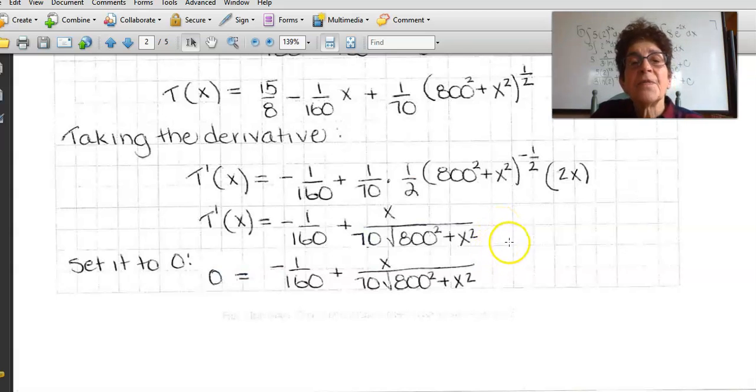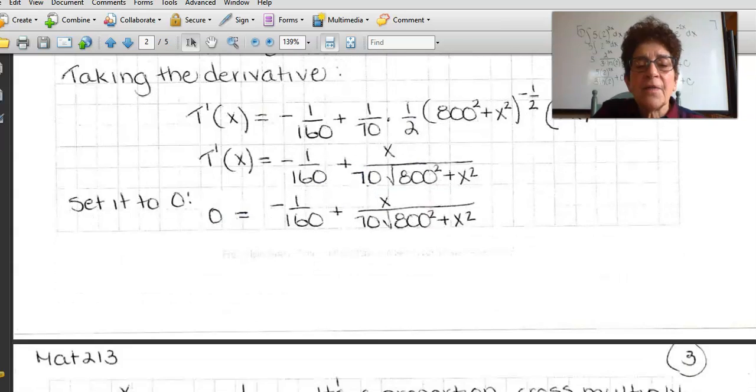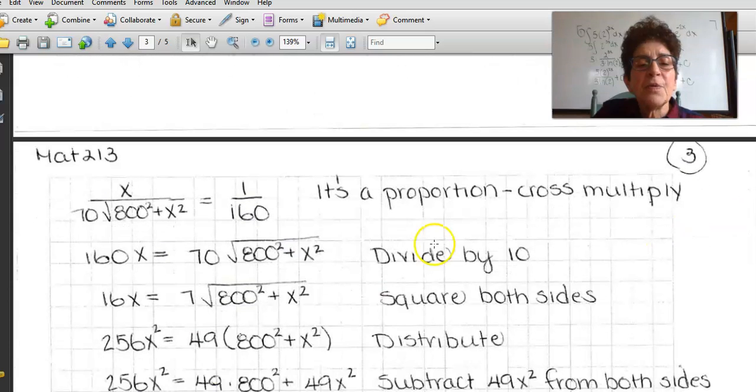Next thing, in order to find the critical numbers, I need to set this derivative equal to 0 and solve for x. So I'm making t prime of x 0. And then I need to do some algebra to solve for x. The first thing I'm going to do is add 1/60th to both sides, and it winds up on the other side with a positive sign. And then you might notice it's a proportion. I have one fraction here and another fraction here. So I can just cross multiply to solve.